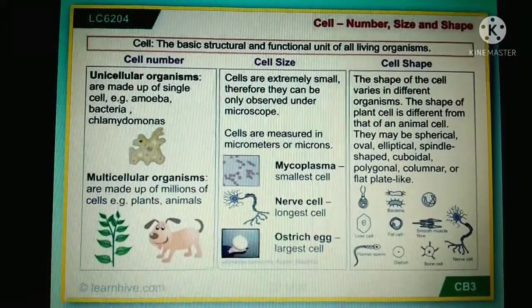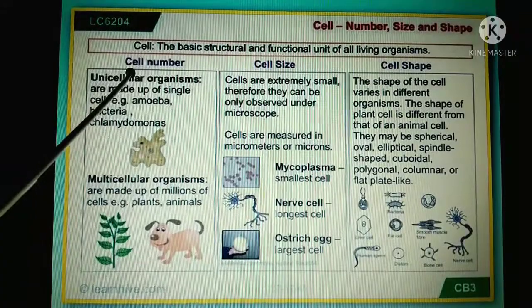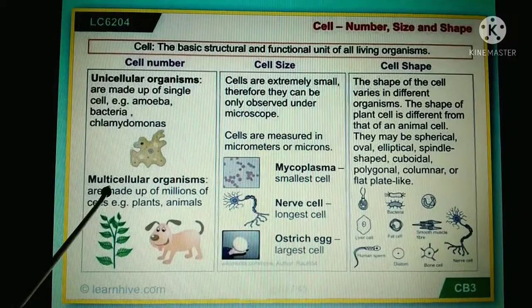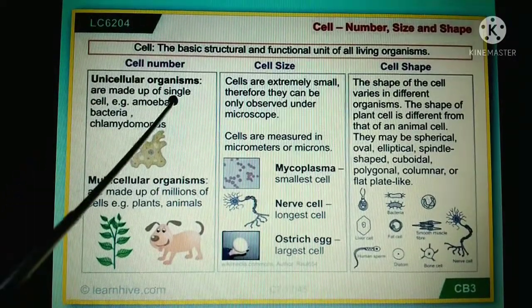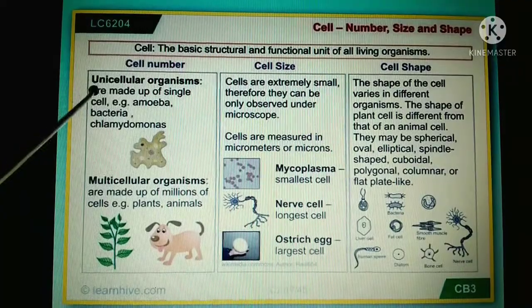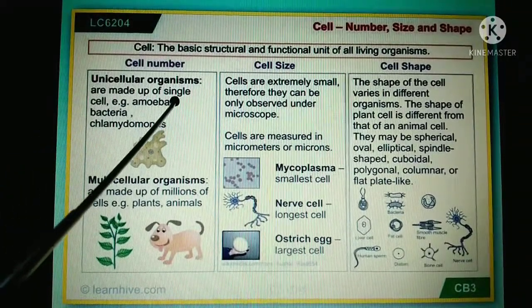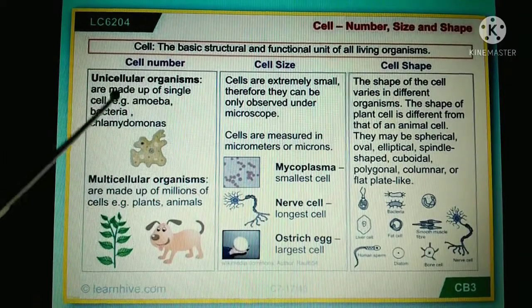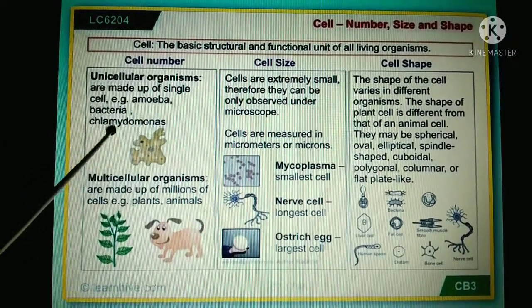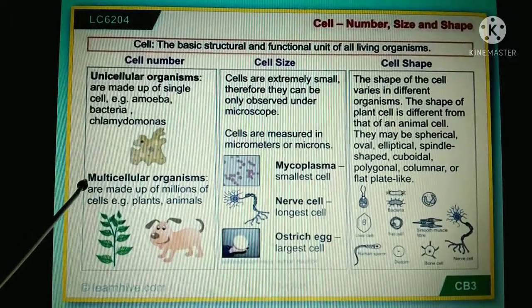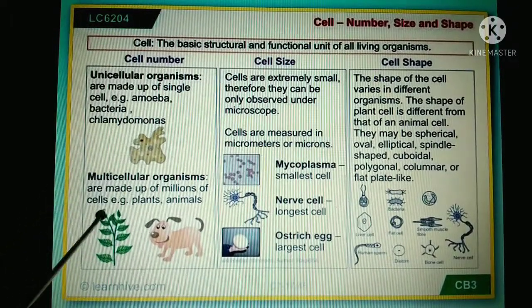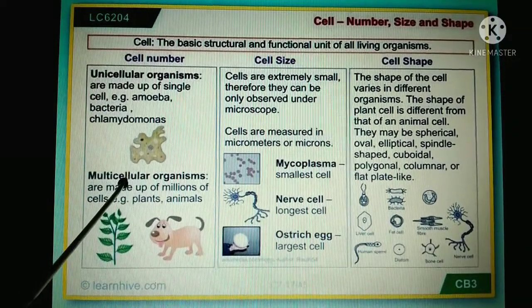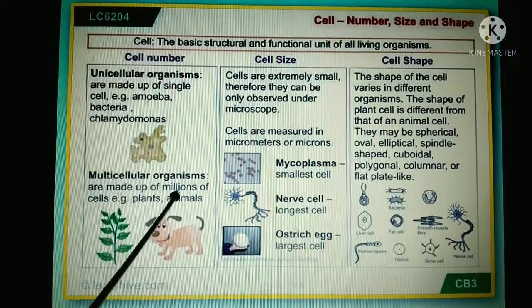Depending on cell number, organisms can be divided into two types: unicellular or multicellular. Uni means single. If an organism is made up of a single cell, it is called a unicellular organism, for example amoeba, bacteria, and chlamydomonas. On the other hand, if organisms are made up of millions of cells, they are called multicellular organisms, for example plants, and we as animals.